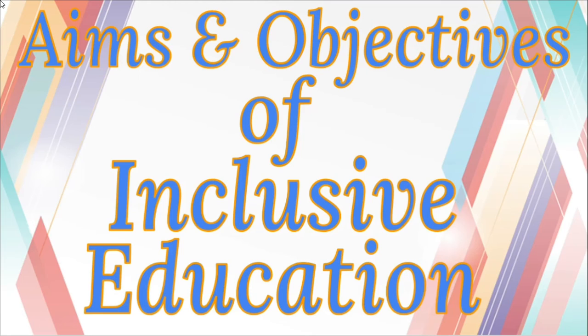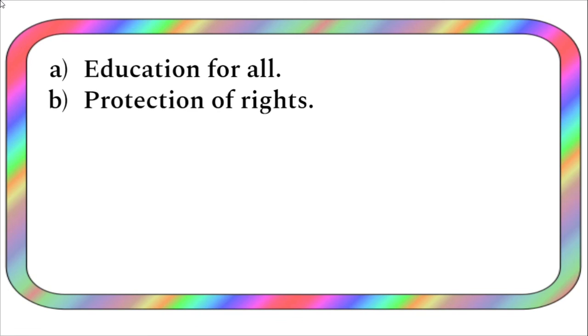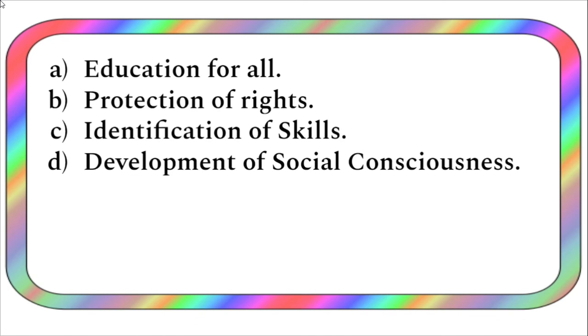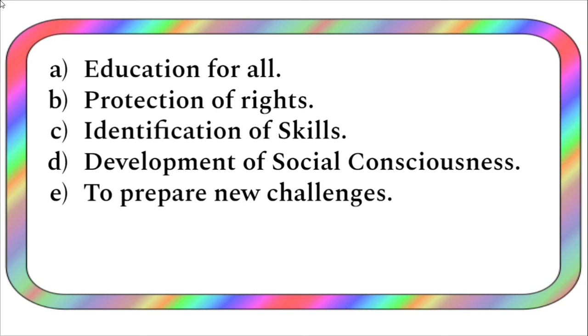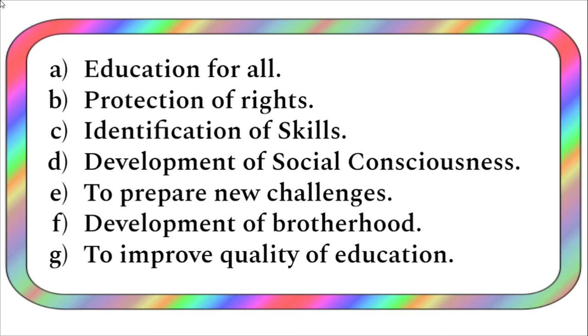So finally, let us conclude this video through the discussion of aims and objectives of inclusive education. The main aim is education for all, protection of rights, identification of skills, development of social consciousness to prepare for new challenges, development of brotherhood to improve quality of education.